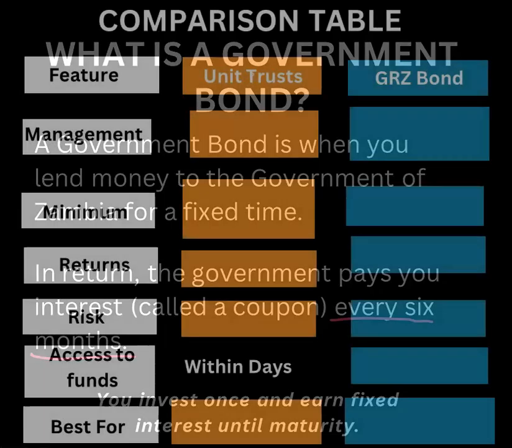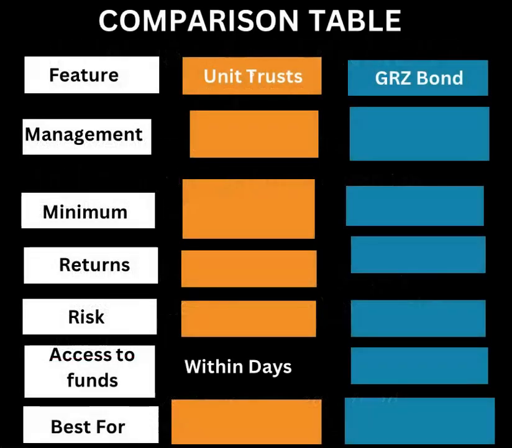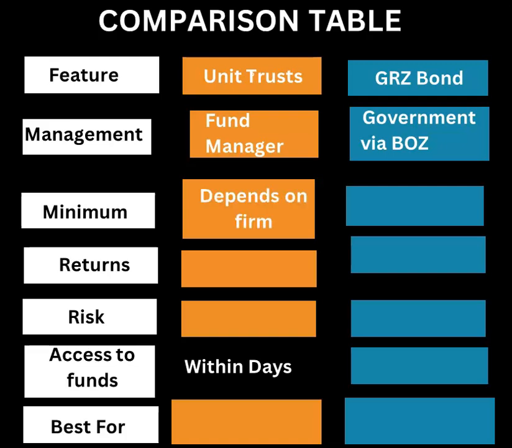Let us do a comparison. Let's look at unit trusts and government bonds. Unit trusts are managed by a fund manager. The government bonds are managed by the government via the Bank of Zambia. Now let's look at the minimum that is required for you to get started. For unit trust, it depends on the firm, but of course you can start with as low as 100 kwacha. Some firms do 500, some firms do 1,000, some firms do 2,000.